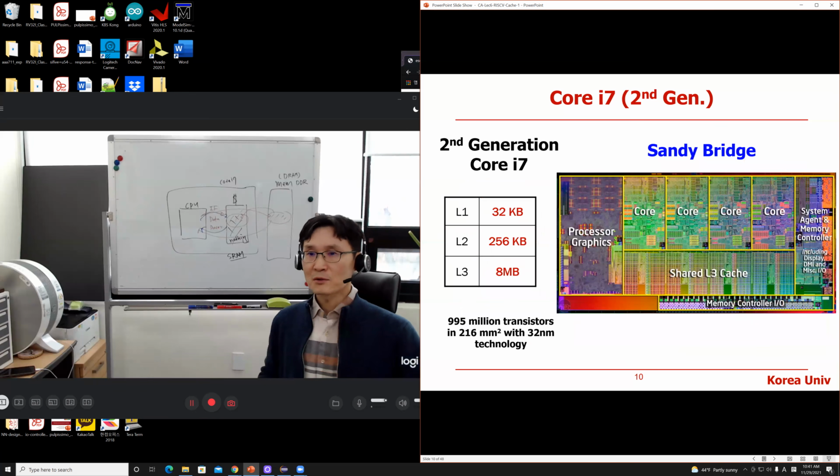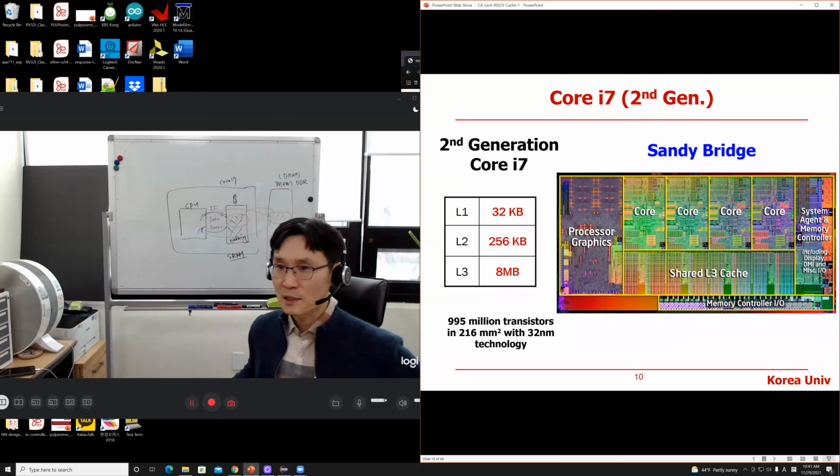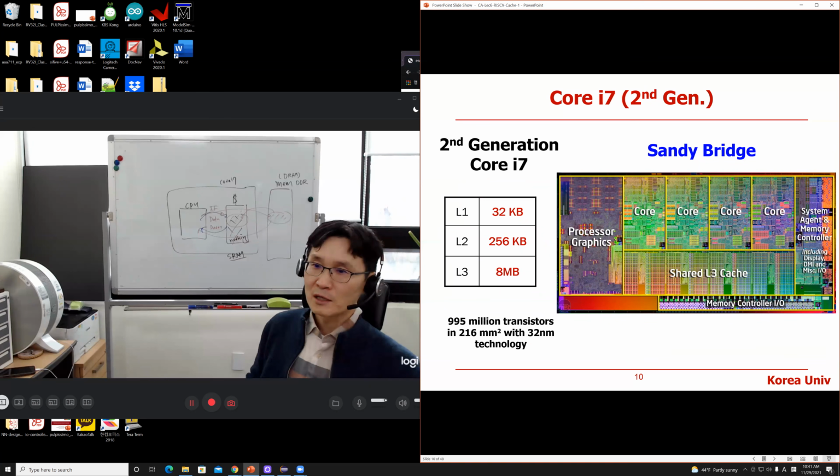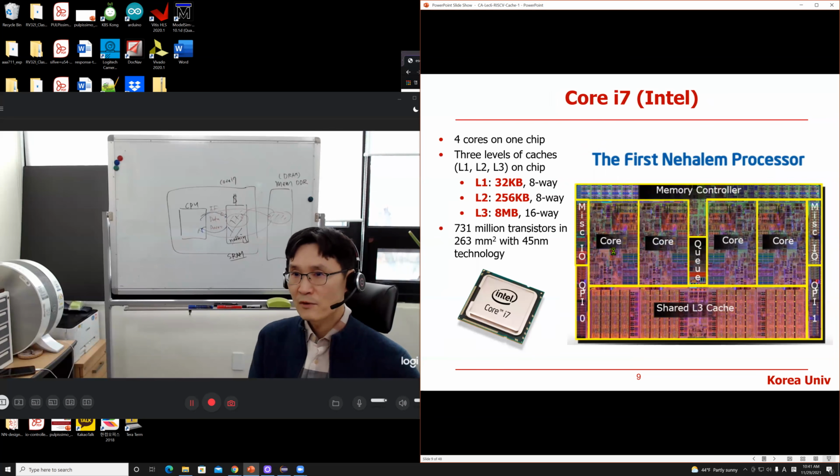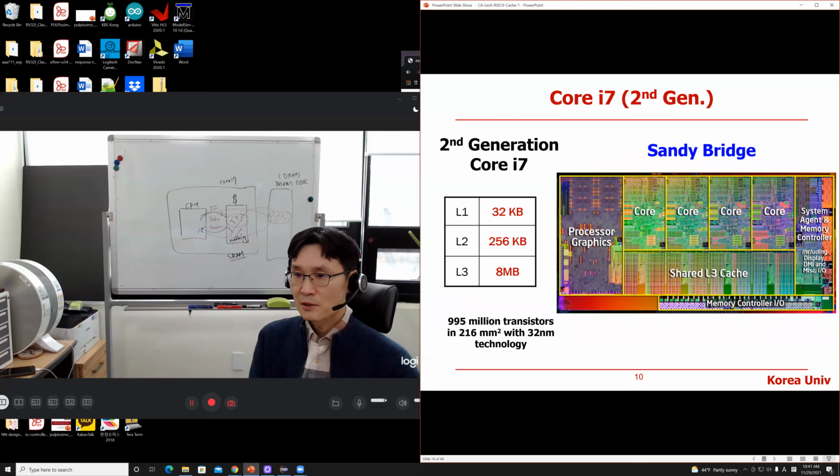About the second generation Core i7, I was involved in this project when I was working for Intel back in 2008. Look at this, second generation, four CPUs and a big level 3 cache, right? And we have one more. Comparing these two, first generation, 4 CPUs, right, cache, and second generation. So you see this, right? A big graphics engine.